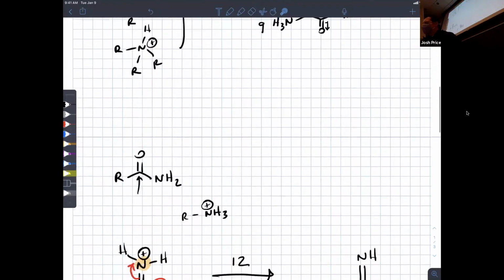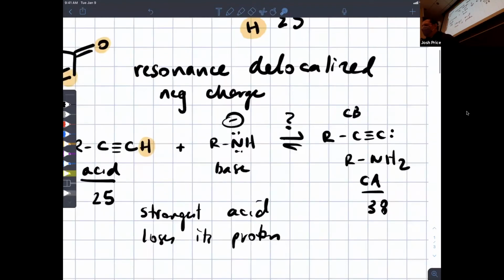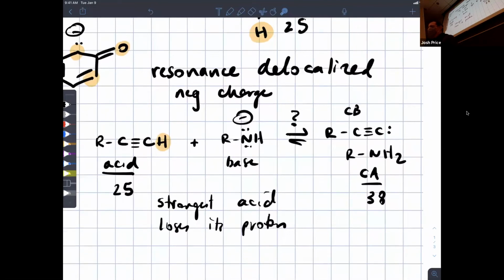Okay, so coming back to that equilibrium, strongest acid wins by losing its proton. So which side dominates at equilibrium? The right side. The strongest acid has the lower pKa. Boom. All right. Now, another way I might have phrased that question is: is this base strong enough to deprotonate this acid? And you answer that question by setting up the equilibrium and comparing the pKa's of the acids on both sides.